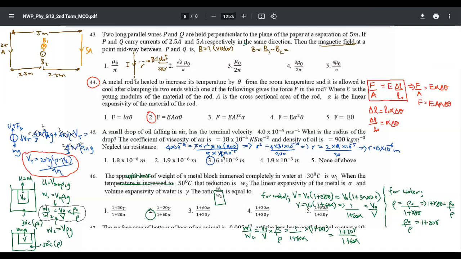No, Shimmer, we haven't done this in the class yet. If you haven't done magnetic field anywhere else, then it's difficult for you to do this question.